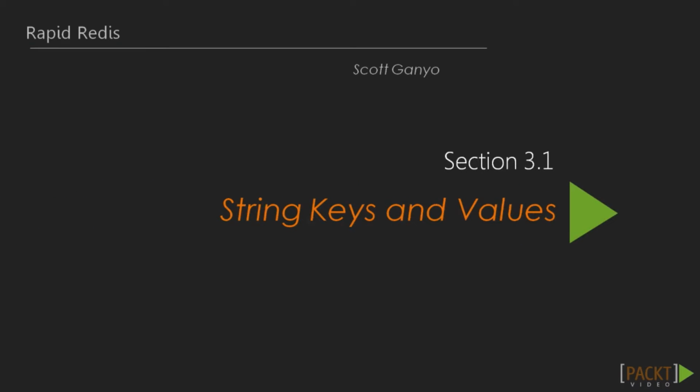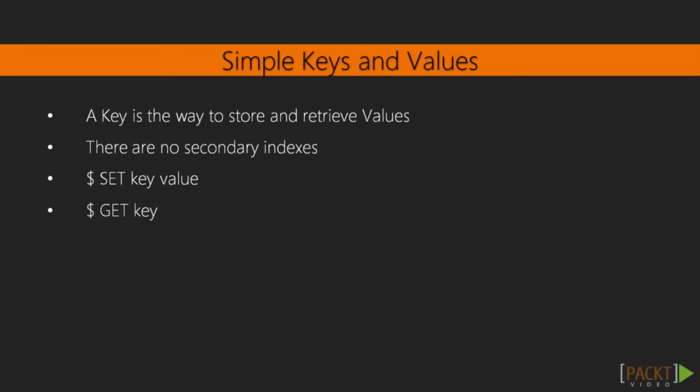String keys and values. So to start with, a key is no more than a string that you use to store and retrieve values in the database. There are no secondary indexes in the database. So you cannot just query the database for any value that you have as you might do in a SQL database. Instead, you use your string keys to be able to access those values through a simple mechanism of set key and value or get a key.